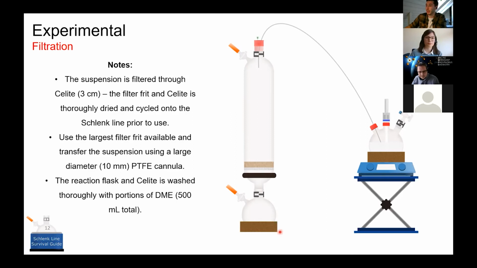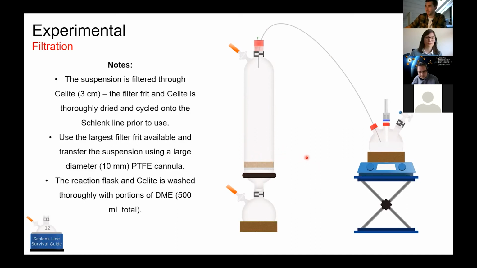So here the filter looks very large, but this is probably to scale how big it is, at least the one in the Cowley group that we use. And essentially, it probably doesn't need to be this tall, but you want something as wide as possible to help speed up this filtration. And here I've shown a layer of Celite. If you're worried that during the transfer of this suspension to the filter frit it might disturb the Celite level, then you can put a small bit of glass wool on top, and that will help prevent it being disturbed.